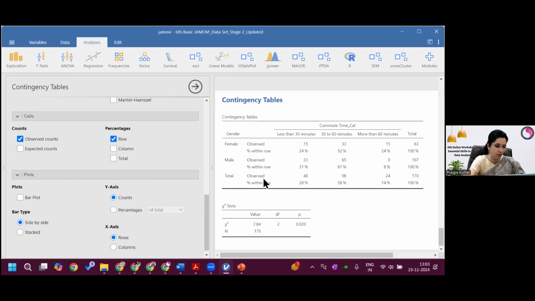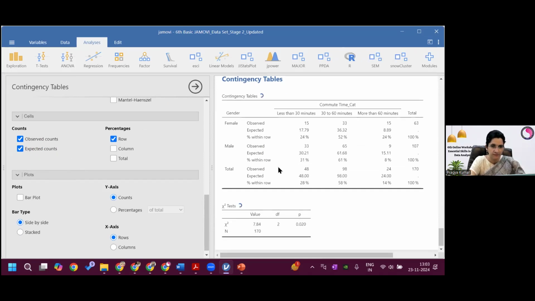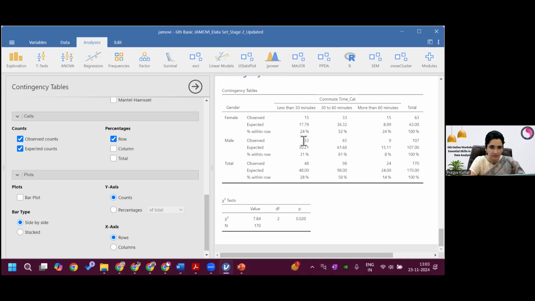And here you can see the expected counts. Can you see there is an option for counts? Observed count is checked by default. But before you go for the chi-square test, you should click this expected count also. So I have clicked this expected count, and now you can see it. In the first cell this is the difference, 15 and 17.7. In the second it is 33 and 36.2. Here it is 15 and 8.9.